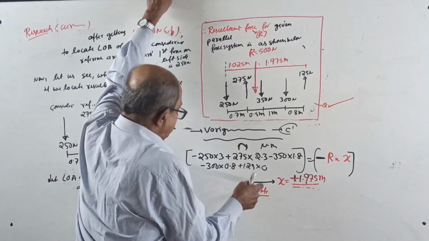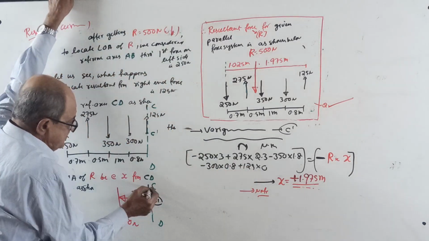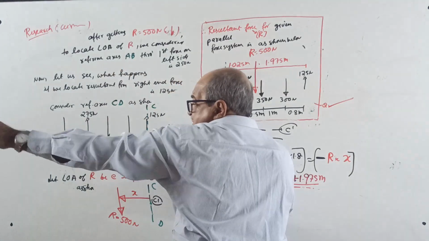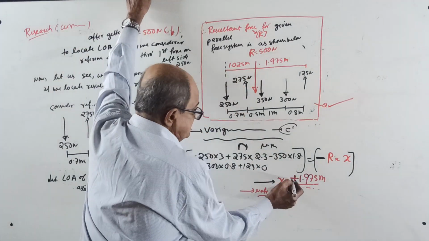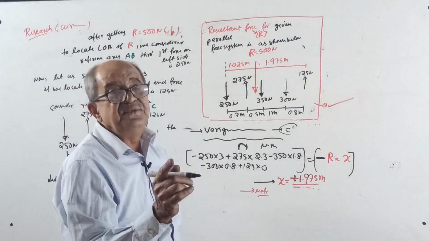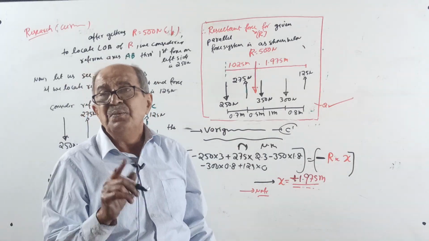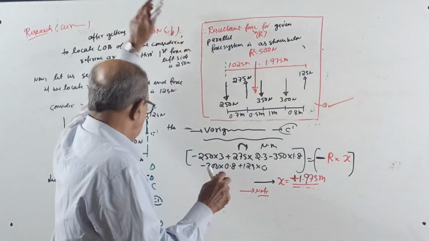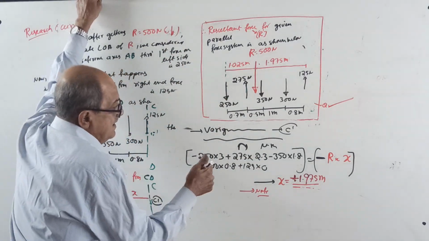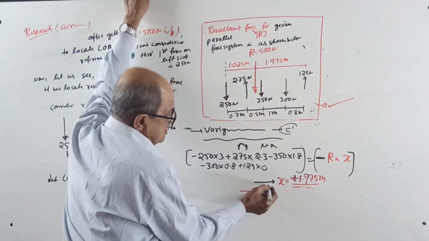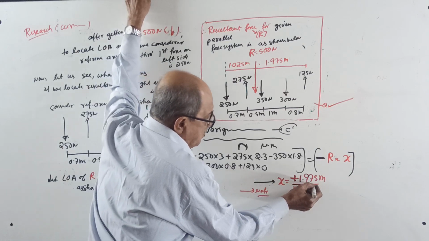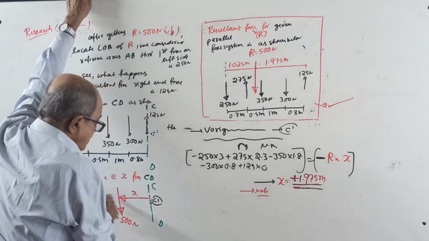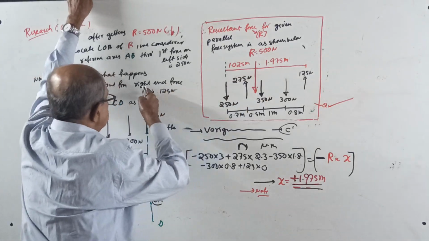We considered the resultant from this force, line of action to the left side. Yes, the answer came plus. Plus is not left side, right side. Plus means how you considered is correct or not. Yes, we considered left side plus. Therefore, the line of action of the resultant will be at 1.975 meter to the left of this force.